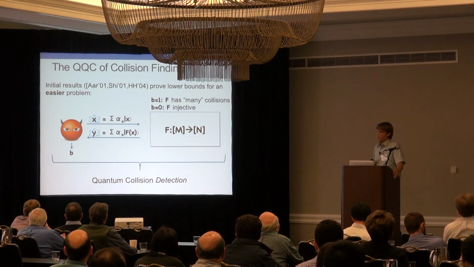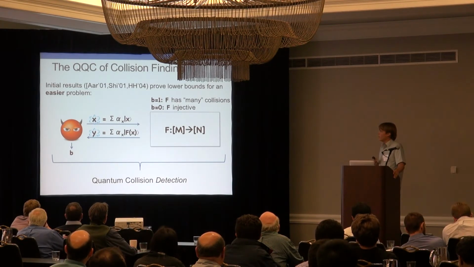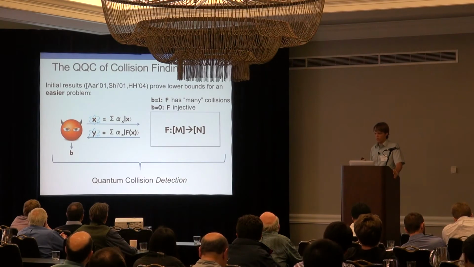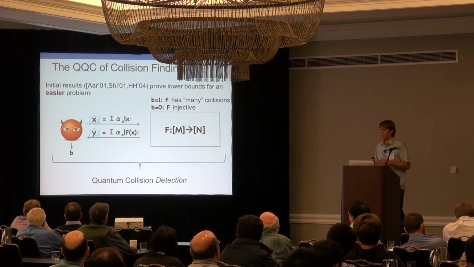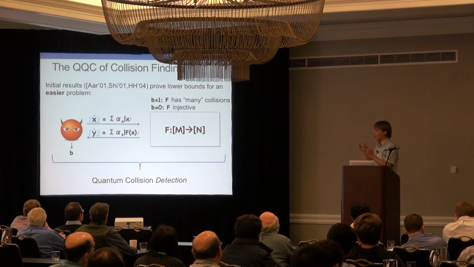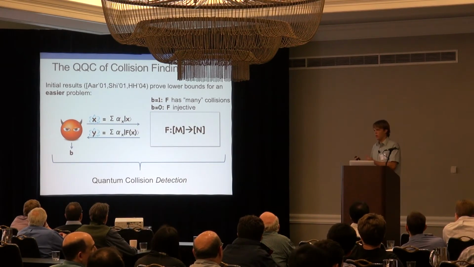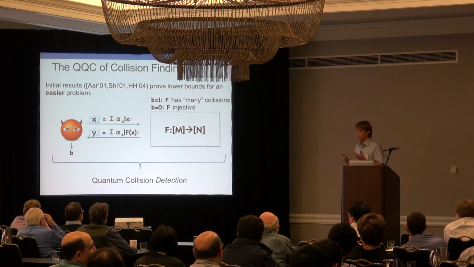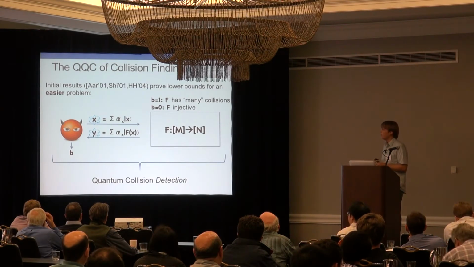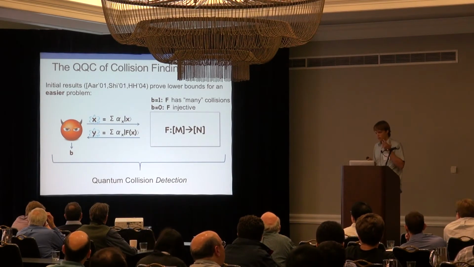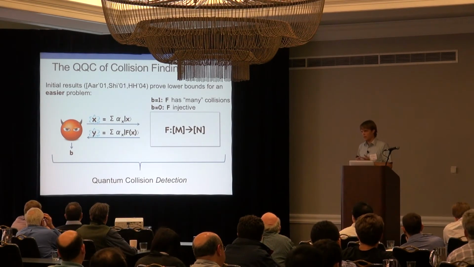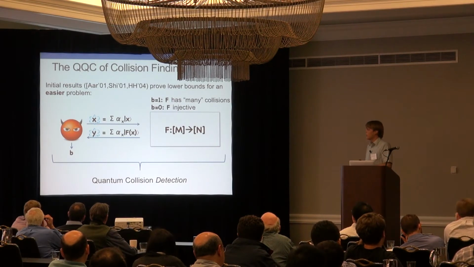So initial results in this space, initial lower bounds I should say, actually proved lower bounds for an easier problem. And I don't mean to suggest that their task was easier. I mean the problem that they were considering and proving was hard is an easier problem. So that actually means that these results were stronger. And the problem is actually collision detection. Not finding a collision, but just even detecting if one exists.